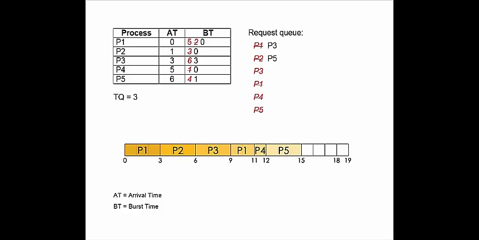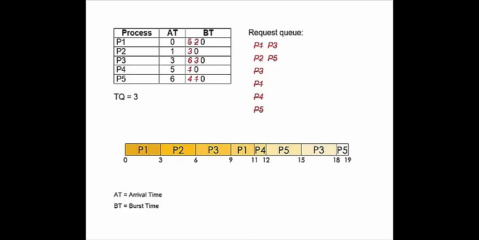This leaves P5 with a remaining burst time of 1, so it goes back on queue to be executed another time. Next in queue, we come back to P3 and execute it again for 3 seconds, so that's from 15 to 18. Since P3 only has 3 seconds burst time remaining, the process is now completed. Finally, next in queue is P5 with a remaining burst time of 1 second. So we execute P5 for 1 second only, which is from 18 to 19. And there we have an example of the round robin scheduling algorithm.